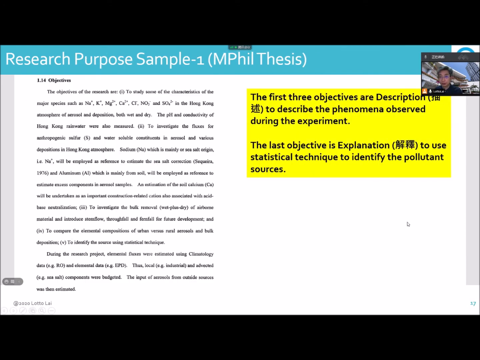The second is the research purpose in my MPhil thesis, where we have the objectives. There are three objectives in my thesis, including to describe the phenomena observed during the experiment. And the last objective is to explain how to use statistical techniques to identify the pollutant source.